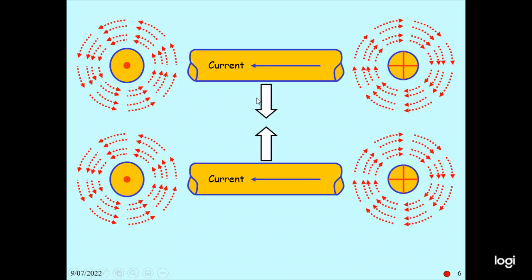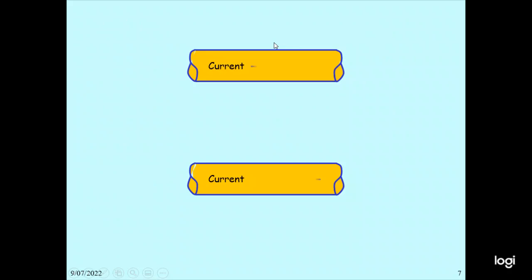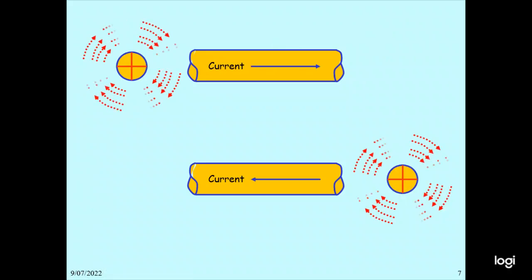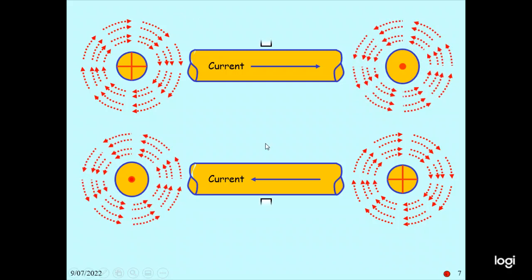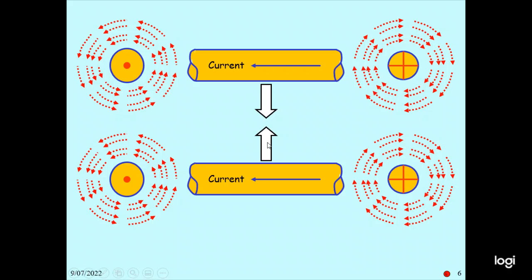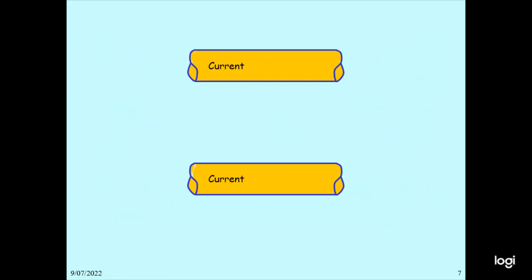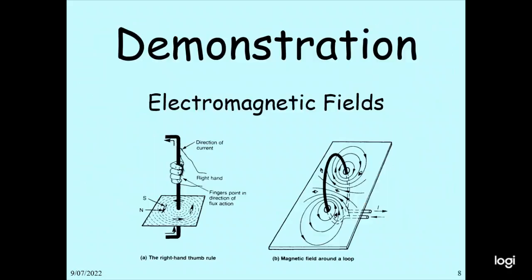So these two currents are called the same direction of current. Those two fields are attracting. When they are opposite, so when the current flows like this, the direction here is different, in this case they will be repelling. This means the same direction current will attract, and the opposite direction will repel.